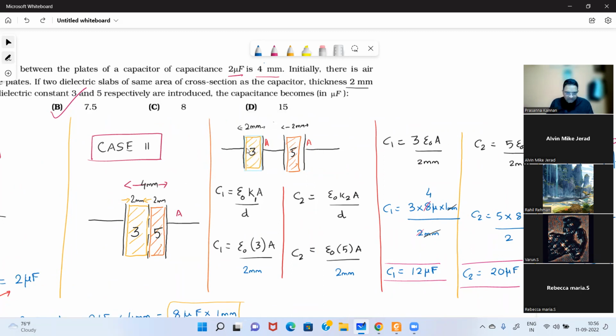Now for this capacitor, it's completely filled. So what is the formula? Epsilon naught K1 A by D. K1 is 3, so 3 epsilon naught A by D, and D is 2 millimeter in this case. C2 you can find in a similar way: 5 epsilon naught A by 2 millimeter.